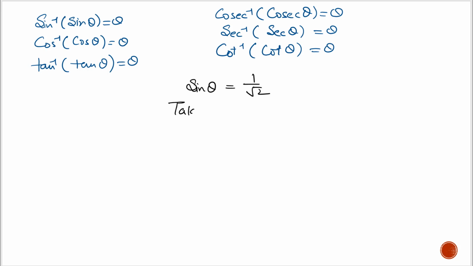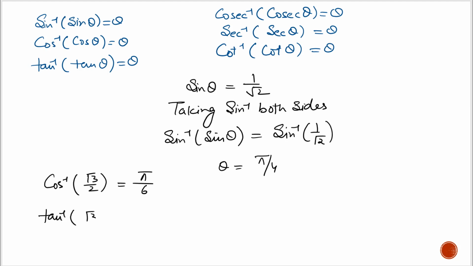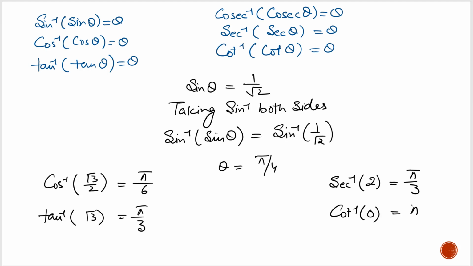We'll solve using inverse, taking sin inverse both sides. So sin inverse sin theta equals sin inverse 1 by root 2. Left hand side equals theta and the right hand side equals pi by 4. So theta equals pi by 4. Similarly, cos inverse root 3 by 2 equals pi by 6. Tan inverse root 3 equals pi by 3. Sec inverse 2 equals pi by 3. And cot inverse 0 equals pi by 2.